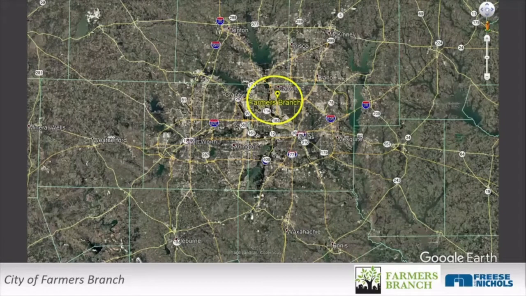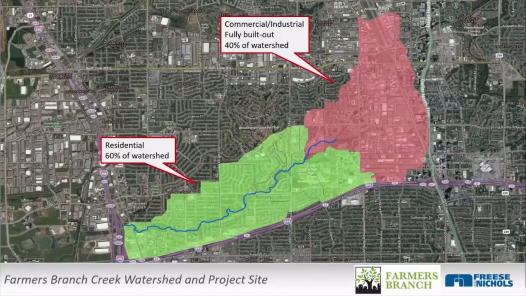So our project site is in the city of Farmers Branch. Farmers Branch is located in the DFW Metroplex area, northwest of the city of Dallas, as you can see in this map. Zooming in to our watershed, we have the Farmers Branch Creek. This watershed is characterized by a highly developed area in the upper portions of the watershed, shown here in red. Then we have the lower portions of the watershed, which are mostly residential, the green areas over here. Notice also the shape of this watershed. It is quite narrow, which combined with the highly impervious areas upstream results in very quick responses to rainfall events.